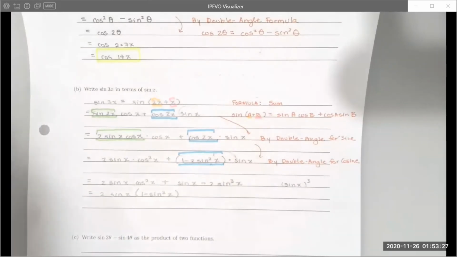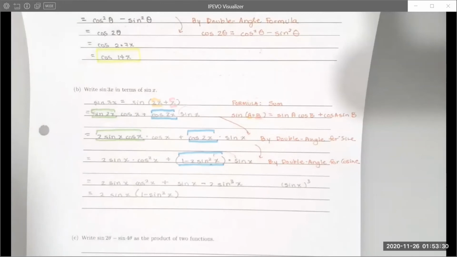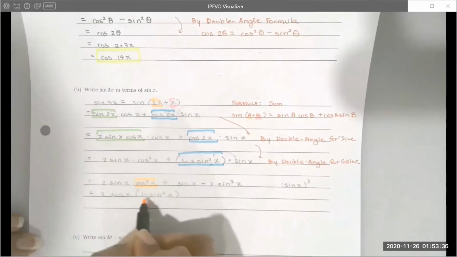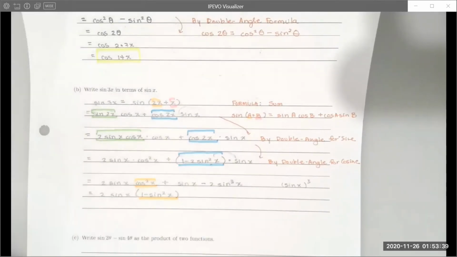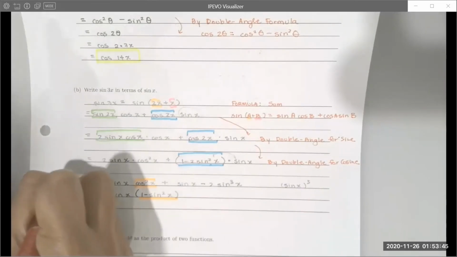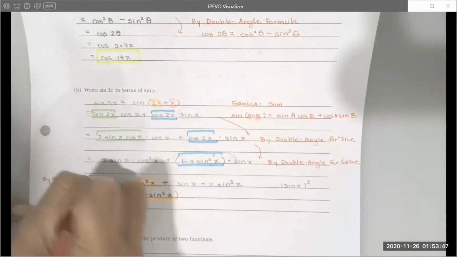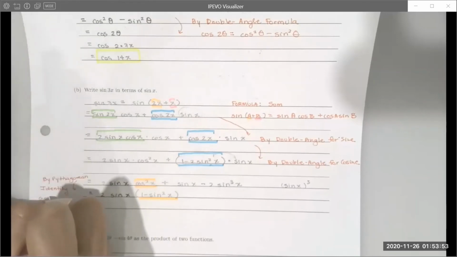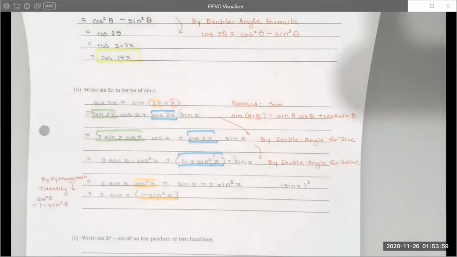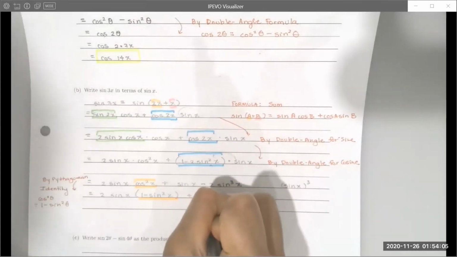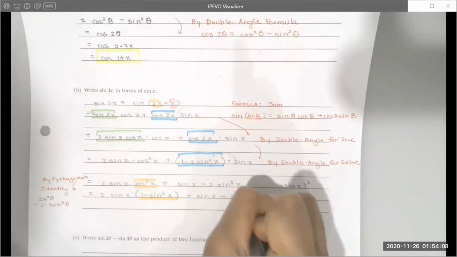And again, I'll color code this. I think I've already used all of my colors before, so I'll start over. I'll use orange again. So the cosine squared becomes this 1 minus sine squared, and that's by the Pythagorean identity, the one that says cosine squared theta equals 1 minus sine squared theta. And then I still need to bring down these two terms. So plus sine x minus 2 sine cubed x.